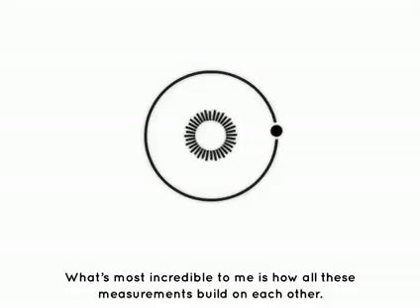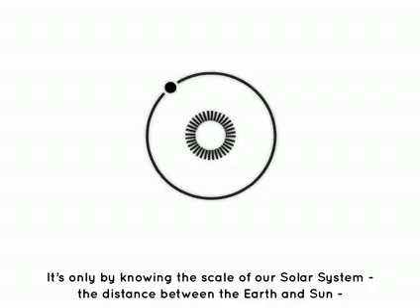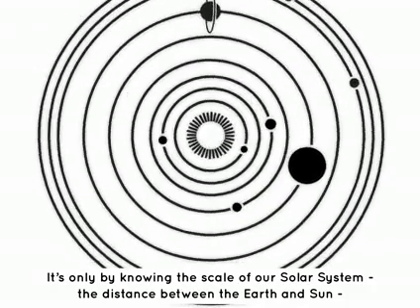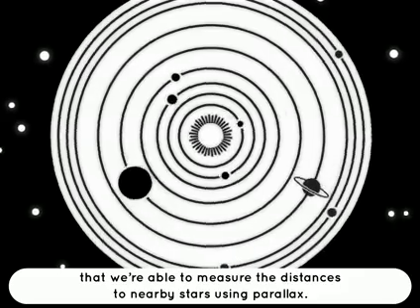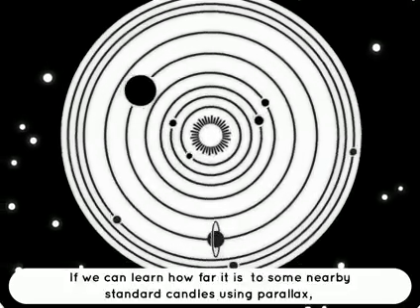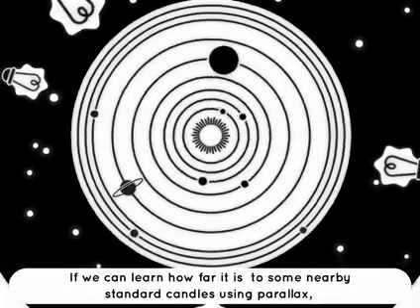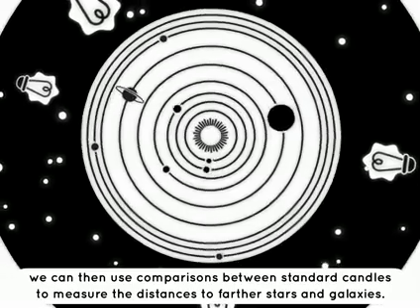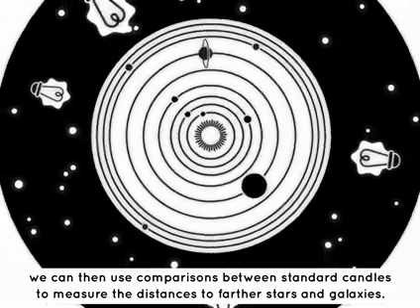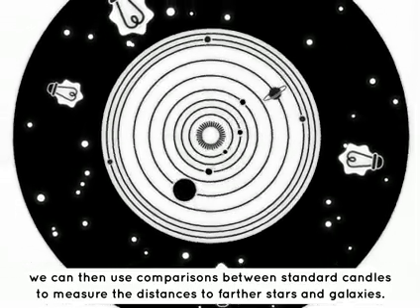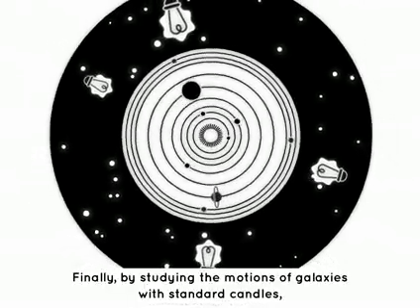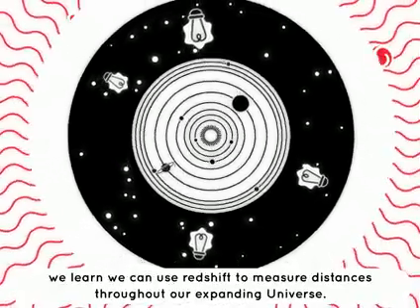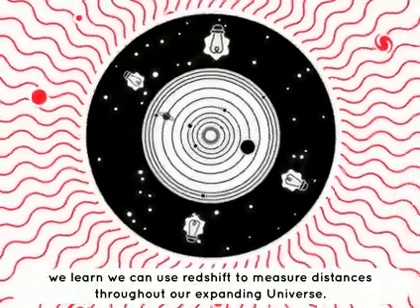What's most incredible to me is how all these measurements build on each other. It's only by knowing the scale of our solar system, the distance between the Earth and the Sun, that we're able to measure the distances to nearby stars using parallax. If we can learn how far it is to some nearby standard candles using parallax, we can then use comparison between standard candles to measure the distances to farther stars and galaxies. Finally, by studying the motions of galaxies with standard candles, we learn we can use redshift to measure distances throughout our expanding universe.